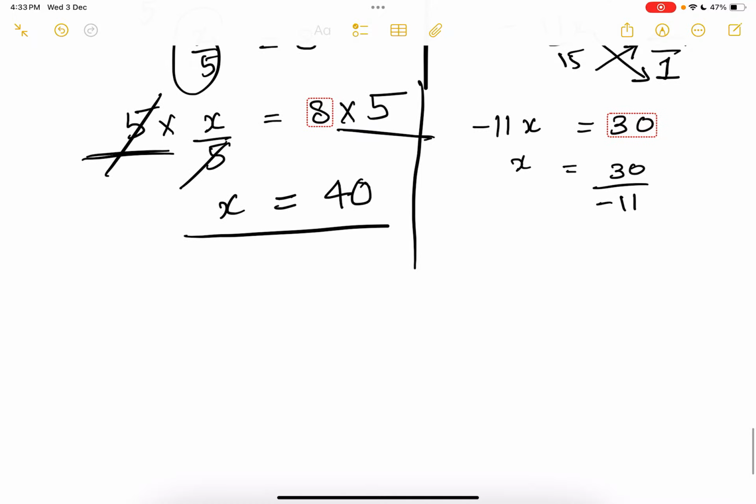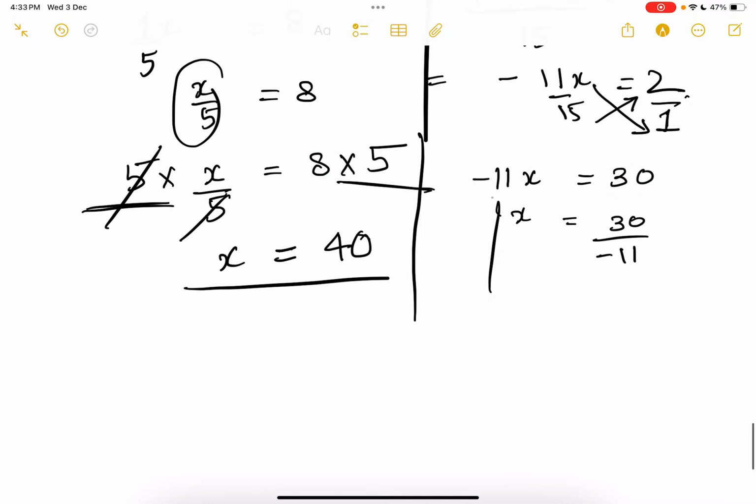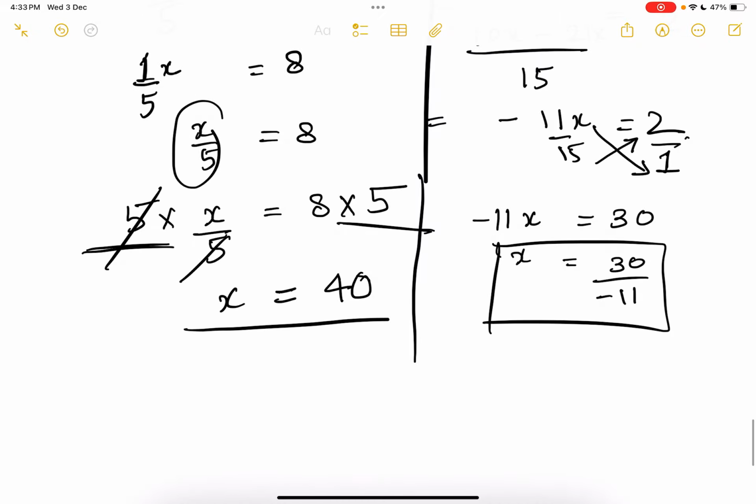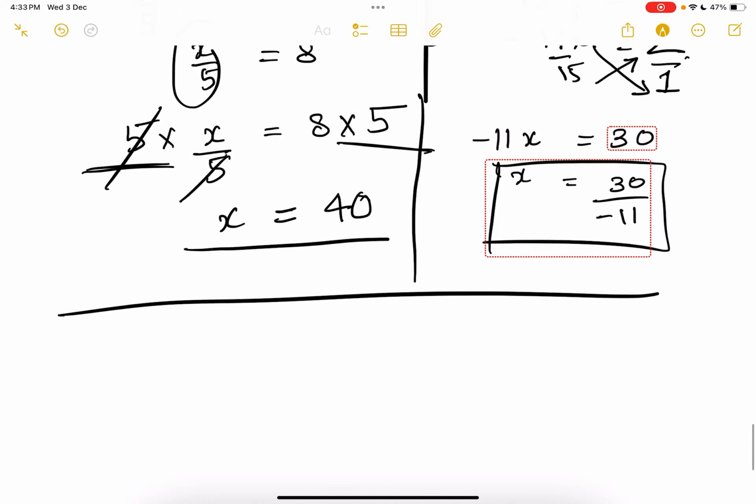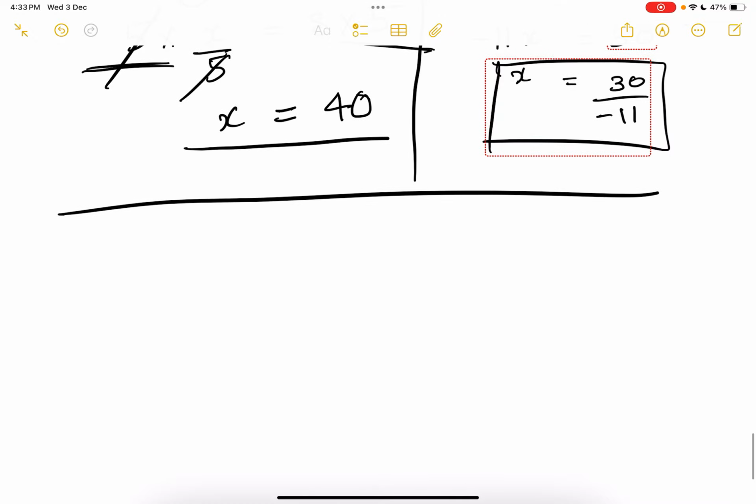Yeah, everything is correct. So this is your final answer. I have not done anything, we have just done cross multiplication. If cross multiplication is not clear to you, you can ask me in the comments. I think you must have done it in your previous classes, so I'm not explaining that. If you have not done it, ask me in the comments and I'll explain it to you.